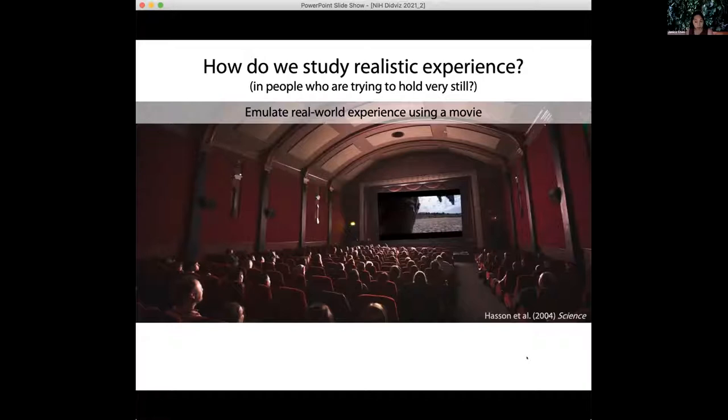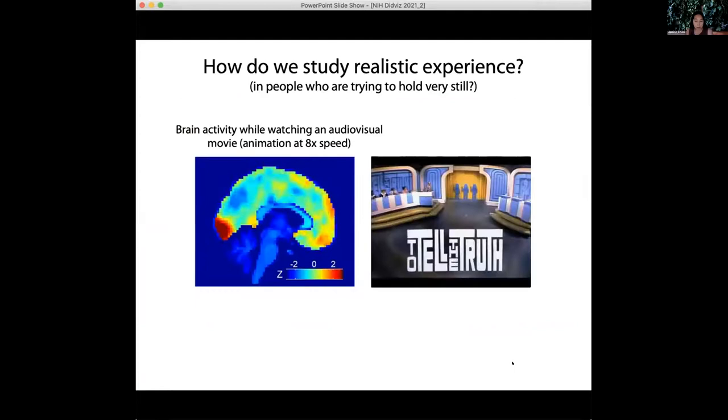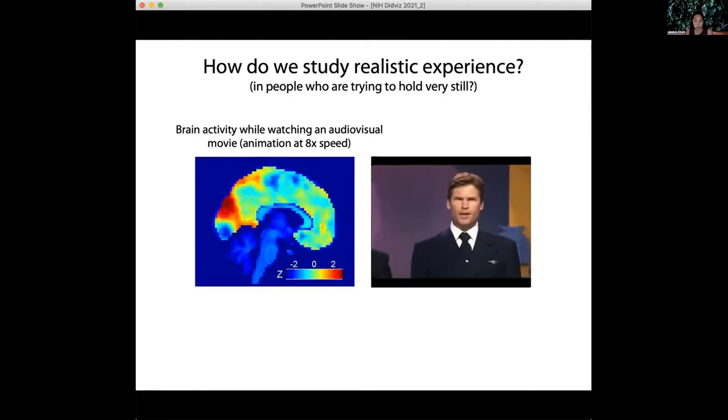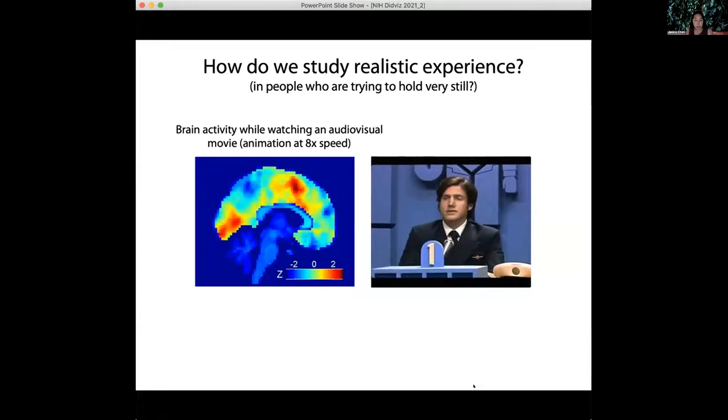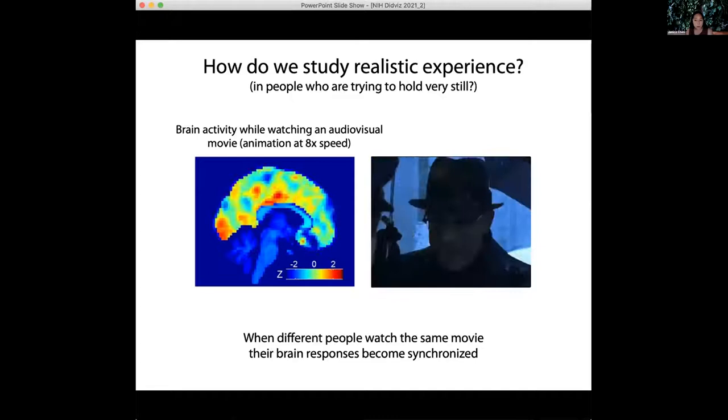Cinematic movies have animated images and sounds, and they depict real environments and social situations and emotions. Because our stimuli and our behaviors are dynamic and the brain response is dynamic, oftentimes our understanding of the data benefits from analyses and visualizations that capture those properties. Now, it turns out that when different people watch the same movie, their brain responses become synchronized. And this is a very useful tool for studying the brain.